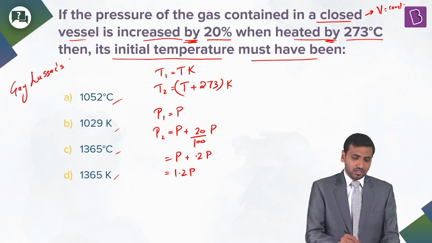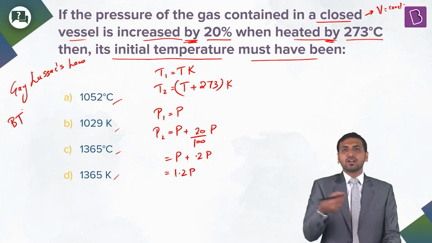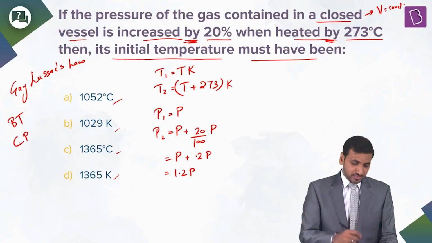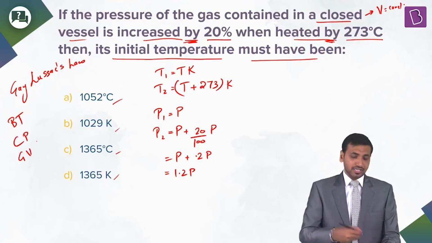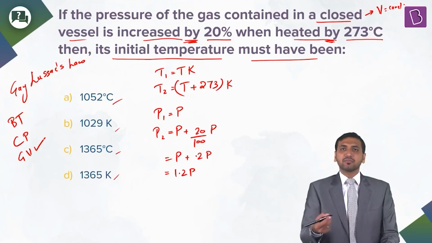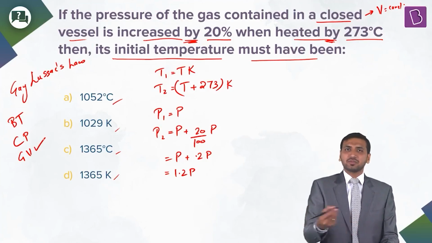Gay-Lussac's law. How do I remember it? I remember it with a few abbreviations. BT: Boyle's law, temperature constant. CP: Charles's law, pressure constant. GV: Gay-Lussac's law, volume constant. And Avogadro's law is ATP: pressure and temperature, both are constant.